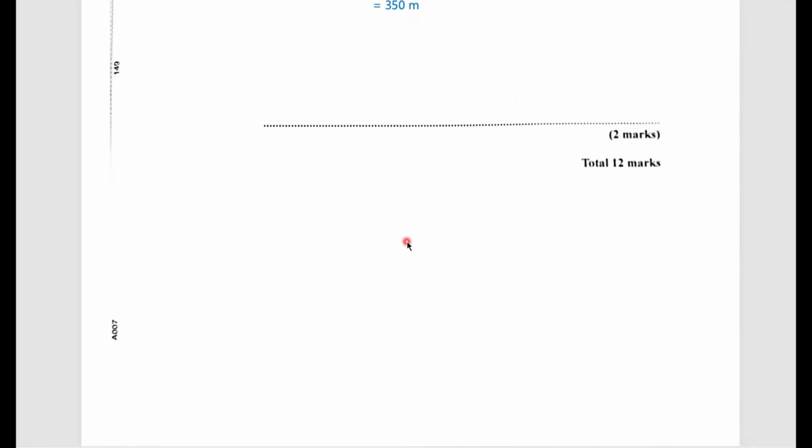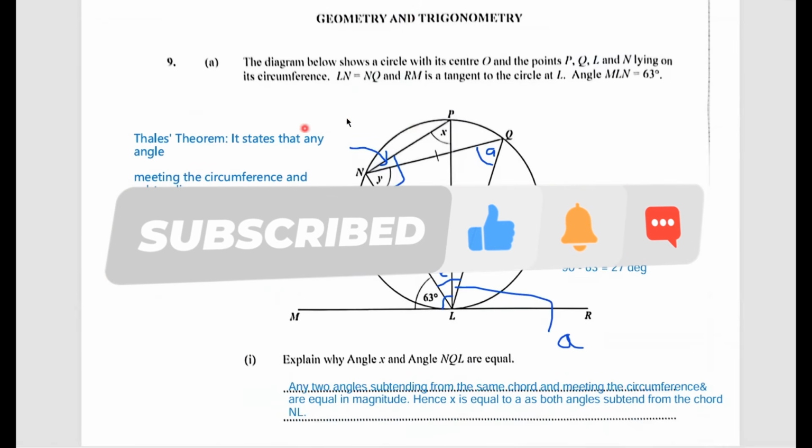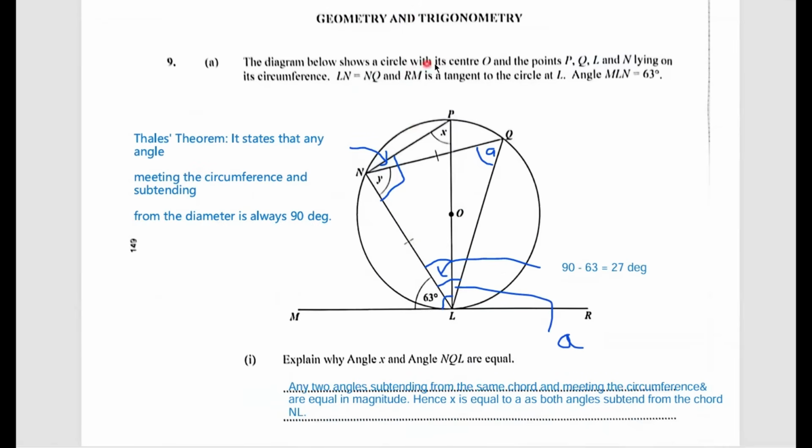So we're done with question 8. We're on to question 9 with geometry and trigonometry. And we have a circle theorem question. The diagram shows center O, points P, Q, L, and N on the circumference, right? LN equals NQ. So that's an isosceles triangle we have already formed here. RM is a tangent to the circle at L, okay. Angle MLN is 63 degrees, that's this here.